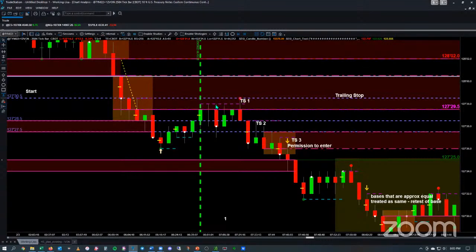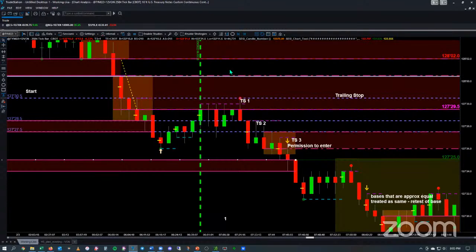So I've got here 1, 2, 3. Right here's 3. Actually, the marker for the base is right here, 3 bases. And at that point, I have 3 bases, but until this goes below this green line here, which is my 1-to-1 mark, I can't move my stop. So as soon as price has hit this, then I have permission to move.